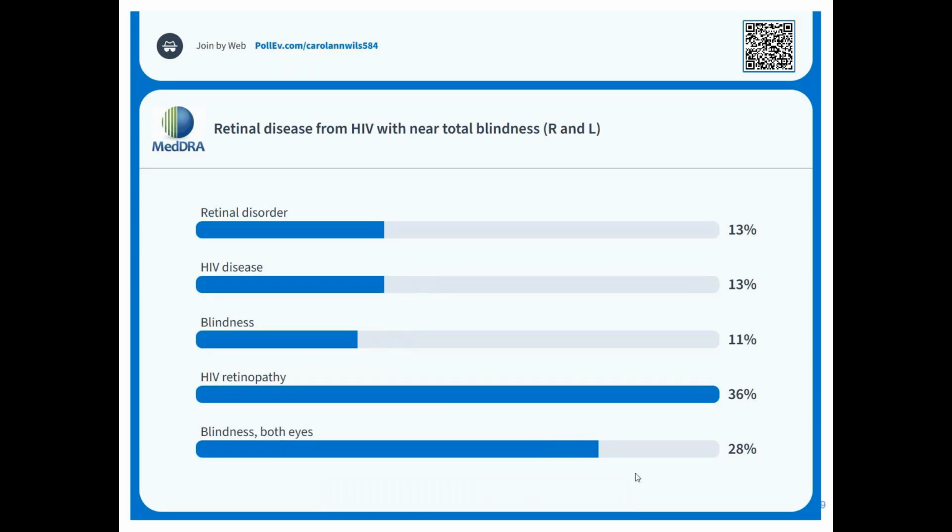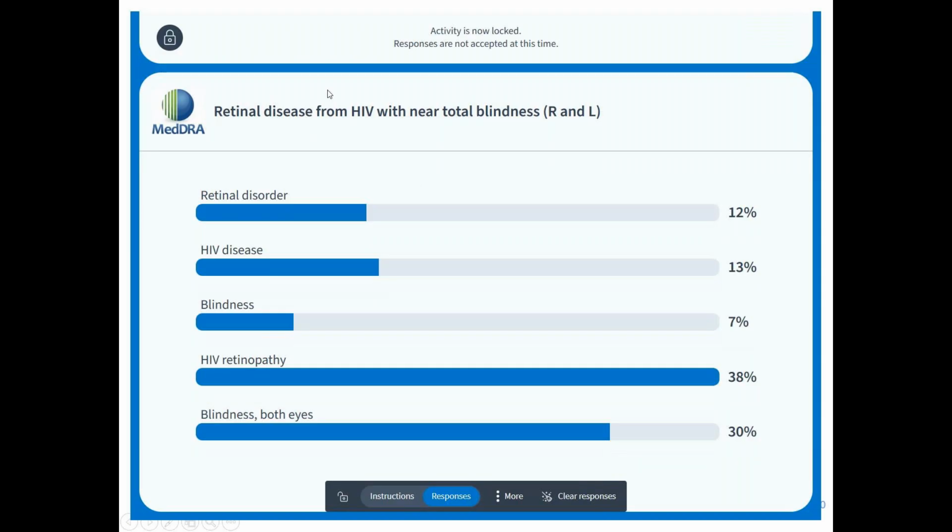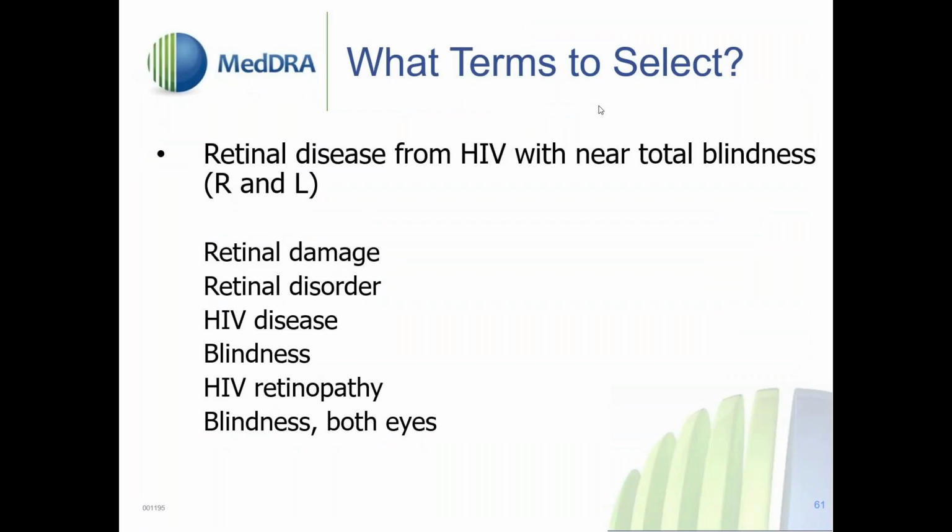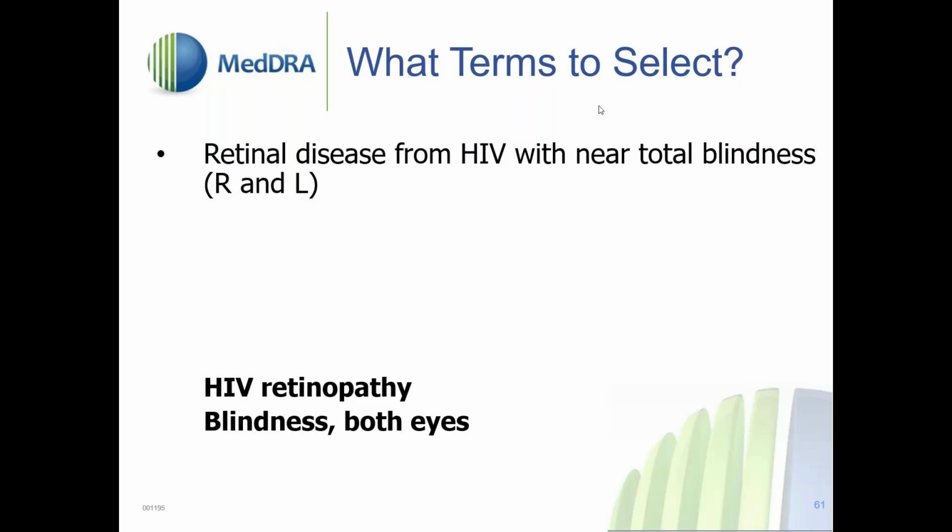Most of you are going for HIV retinopathy and blindness, both eyes. So we have, again, a perfect combination term combining the information retinal disease from HIV, that is HIV retinopathy, and the blindness, the total blindness, right and left, cannot be considered characteristic signs and symptoms of the HIV retinopathy, but it's really a complication, a sequela of the HIV retinopathy that has to be captured separately. And of course, as specifically as possible, meaning by assigning blindness both eyes, because we know both eyes are affected. So here we are. You would select the last two LLTs, that is HIV retinopathy and blindness both eyes.